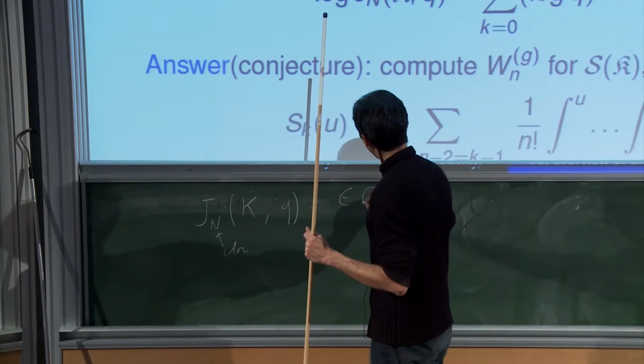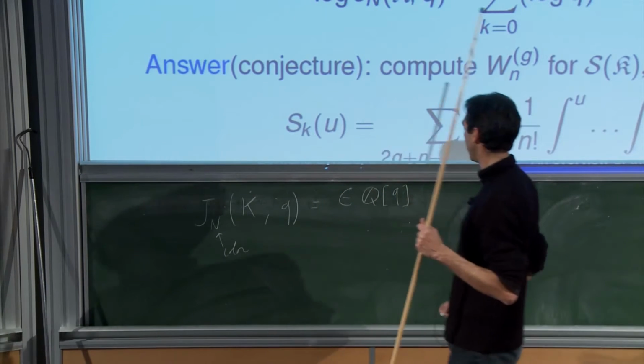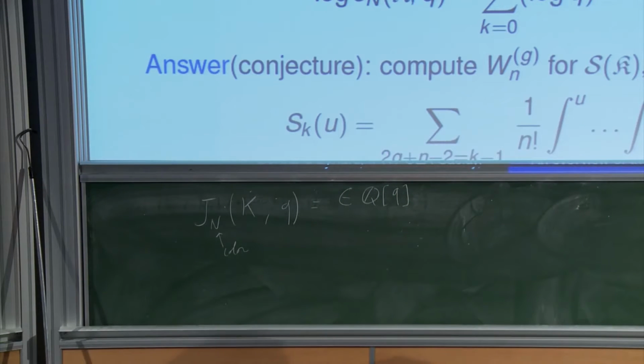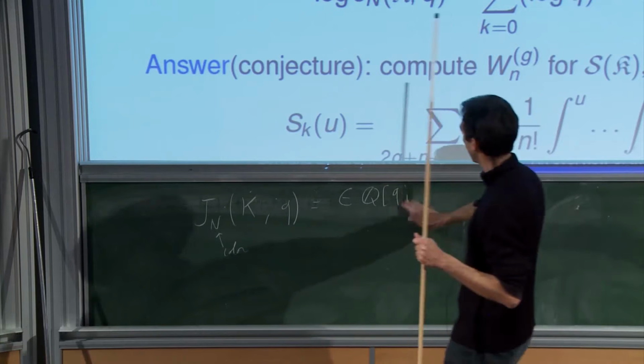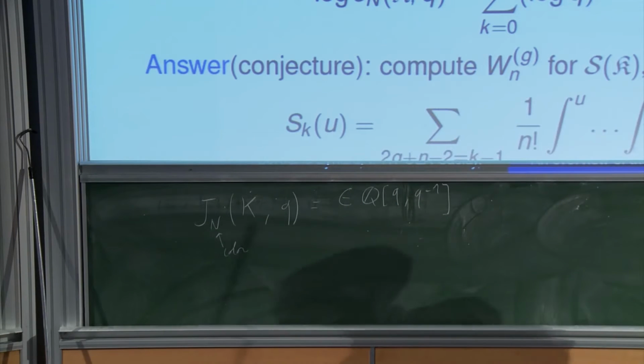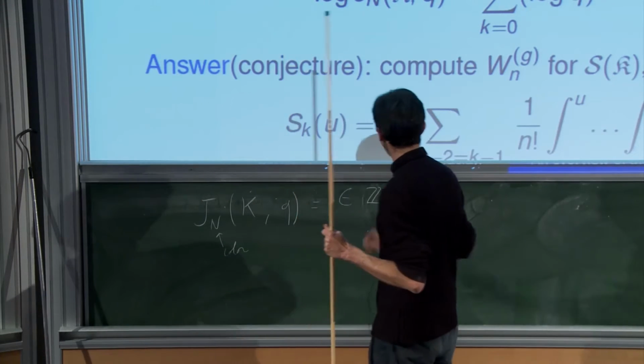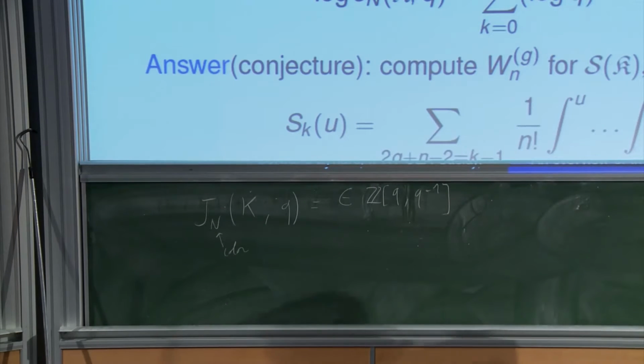It belongs to, I think, Q of q. Maybe it's even Z of q. Yeah, maybe with inverse powers as well. Yes, sorry, q and q minus 1, with integer coefficients. So it's a certain polynomial, which is a knot invariant.